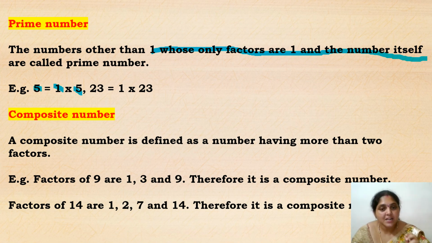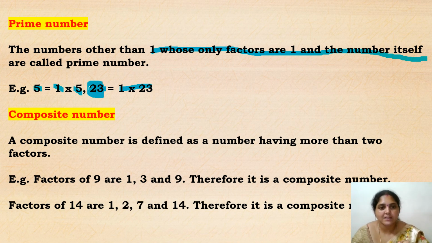Which number can't be divided by anything other than 1 and the number itself? Those type of numbers are known as prime numbers. One more example I am taking here, that is 23. 23 is also divisible by only 2 numbers, that is 1 and 23. Other than these 2 numbers we will not find any factors dividing 23 exactly. Such type of numbers are known as prime numbers.